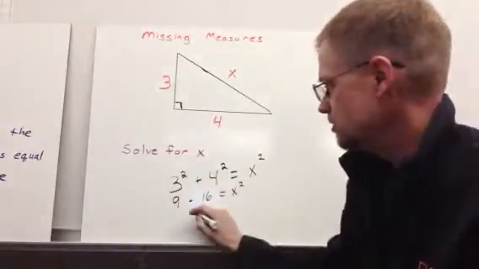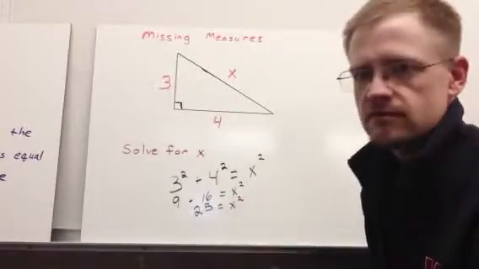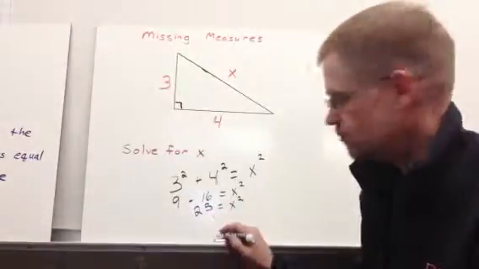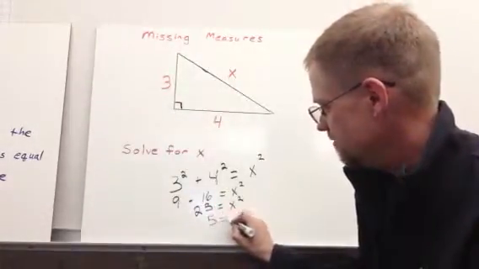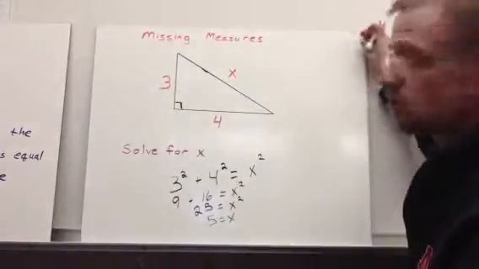Let's simplify one more time. We have 25 will equal x squared. So now we can take the square root of both sides. The square root of 25 is 5. So that will be the measure for our hypotenuse. Let's look at one more example.